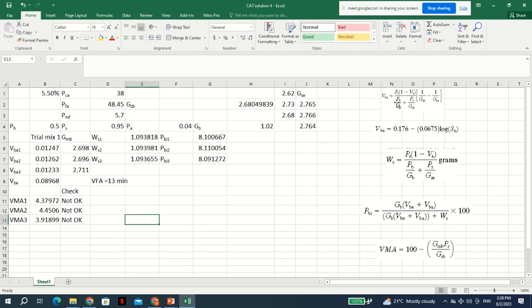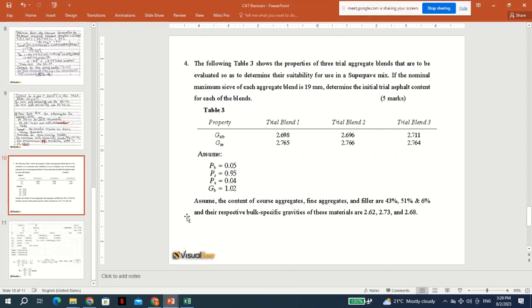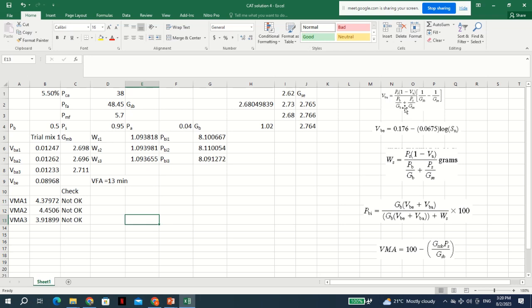Okay, and VBA depends on different values of VA, and of course the different percentage of aggregate, and the ratio of the specific gravity. Based on all these values that have been provided here and there, you can calculate different trial values. That's the point, because for each trial this value will be different, because all the components are different based on the table. So this is what I did there.